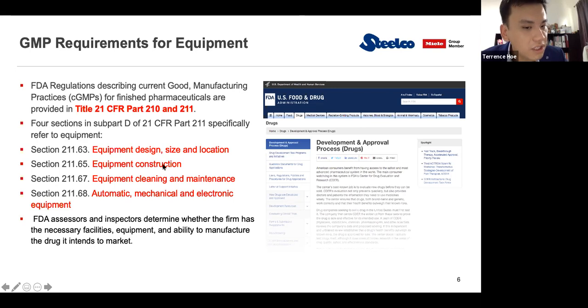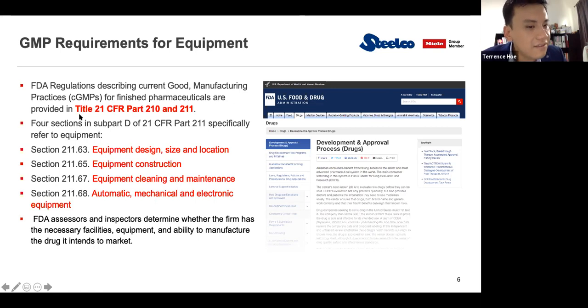The equipment construction, how we construct the equipment, how we build the equipment, how we design this equipment according to the function. And lastly, of course, the performance side. We have to validate the equipment cleaning and maintenance. We also provide the operation manual, service manual, etc. Teach how to do the maintenance part to all these users. And of course, there is some automation in this equipment. We have to talk about automatic, mechanical, and electronic equipment.